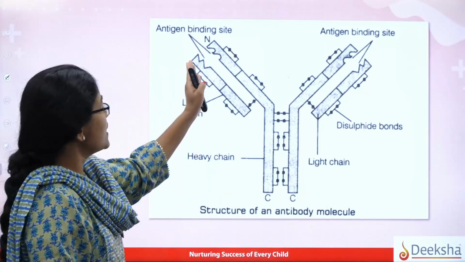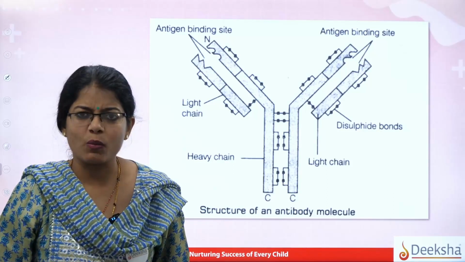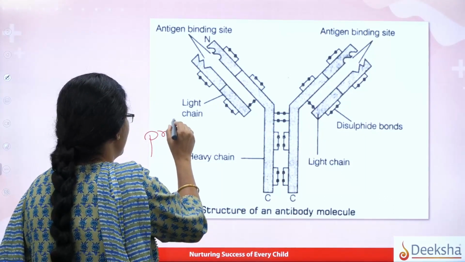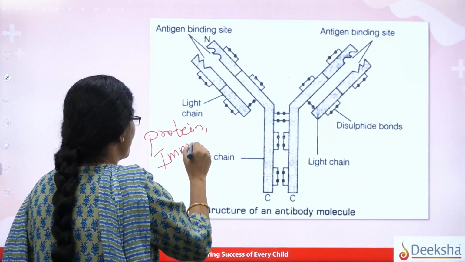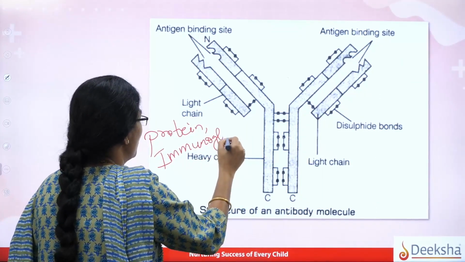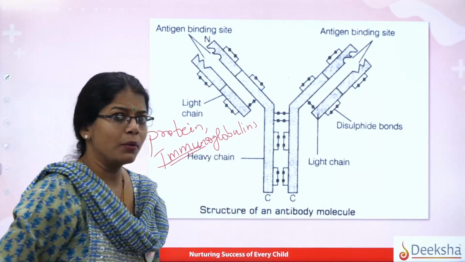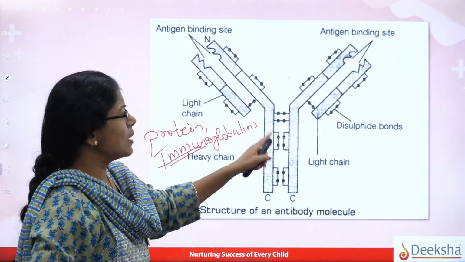Okay, so if you see, antibody is a typical Y-shaped structure. It is basically a protein, so it is made up of protein, right? It's also called immunoglobulin. Immuno because it refers to immunity, globulin meaning proteins, right?